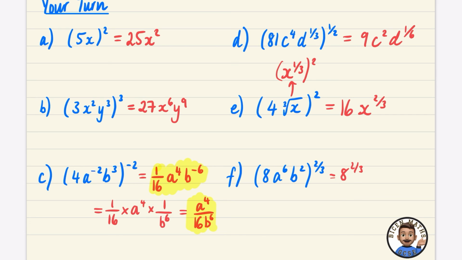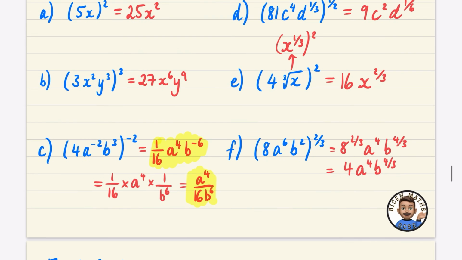Then we're going to do 6 times 2/3. Just multiply the 6 times the 2, so you get 12/3, and 12/3 is 4. So we get a to the power of 4. And then 2 times 2/3 is 4/3. So remember, for the 2/3, the 3 is doing the cube root and the 2 is doing the squaring. So the cube root of 8 is 2 and 2 squared is 4. So you get 4a to the 4, b to the 4 over 3. So those are the 6 answers for these questions.